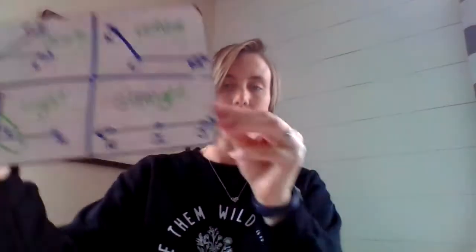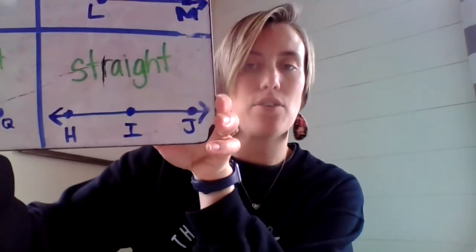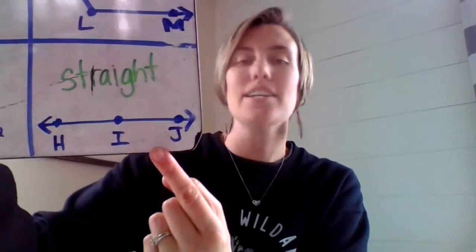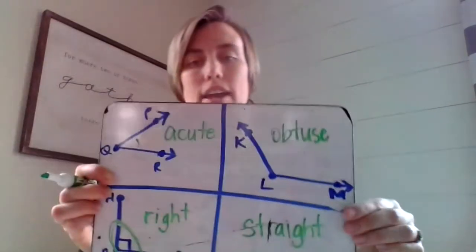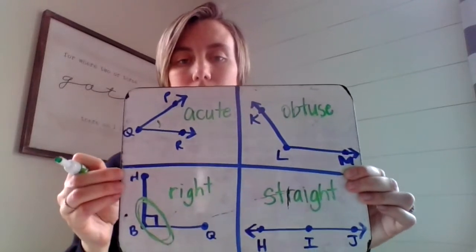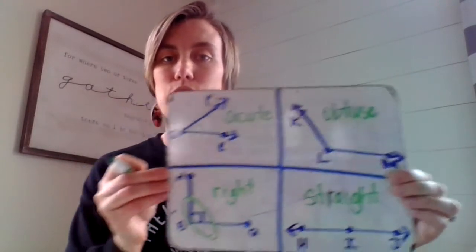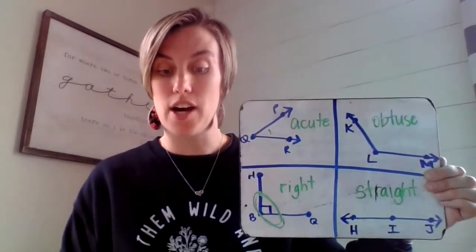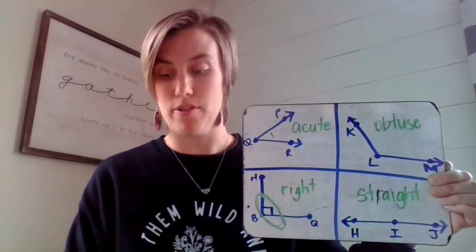And finally, we have a straight angle. A straight angle is a line, essentially, with 3 points on it. So our straight angle here is angle HIJ or JIH or angle I, and it's a straight angle. It's just a straight line. These are the 4 types of angles that you will be learning in 4th grade, that you just learned in 4th grade.